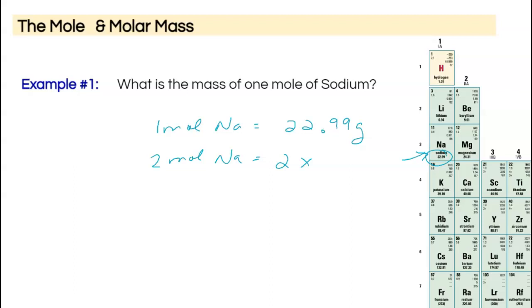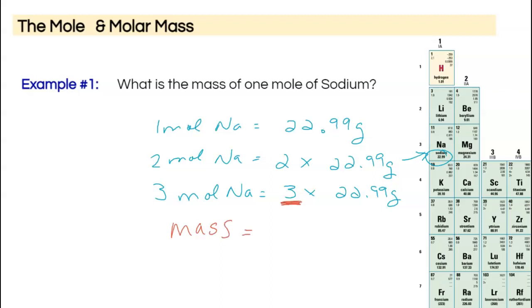Okay, so what that also means is that if I had 2 moles of sodium, I would have 2 times the 22.99 grams. If I had 3 moles of sodium, I would say 3 times 22.99 grams. And so really, if I want to know the relationship between my mass and my number of moles, I can look at this and kind of devise a bit of a formula. So it looks to me like the mass is going to be equal to the number of moles times the molar mass. And so that is a really handy relationship for us to know.